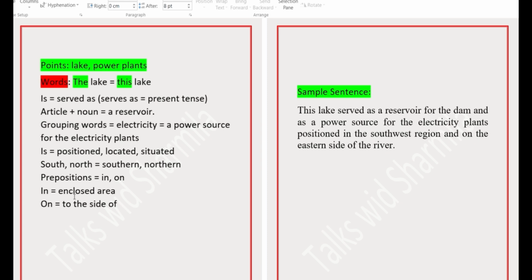So it is "in" if it is a closed area, an enclosed area, a covered area, a limited area, that specific area. Or you use the word "on" when you are speaking to the other side of the area. So here is our sample answer: This lake served as a reservoir for the dam and as a power source for the electricity plants positioned in the southwest region and on the eastern side of the river.